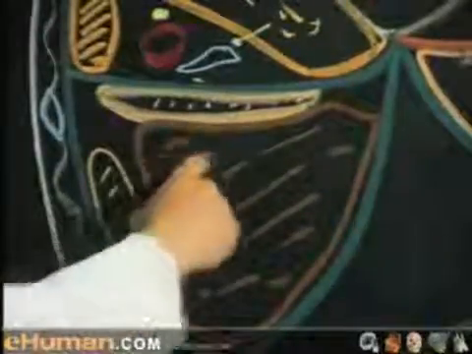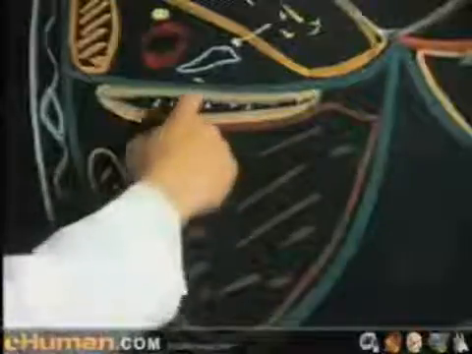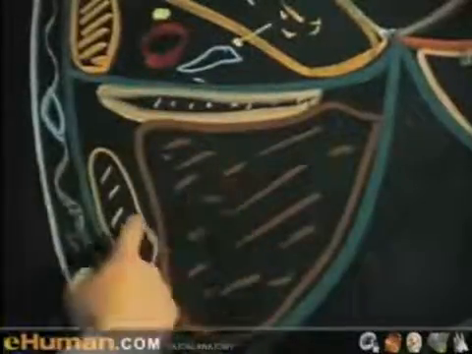Now these muscles are supplied by the obturator nerve, and the obturator nerve supplies not only the adductor longus, the adductor magnus, and the gracilis, but also goes on down to supply the knee joint.